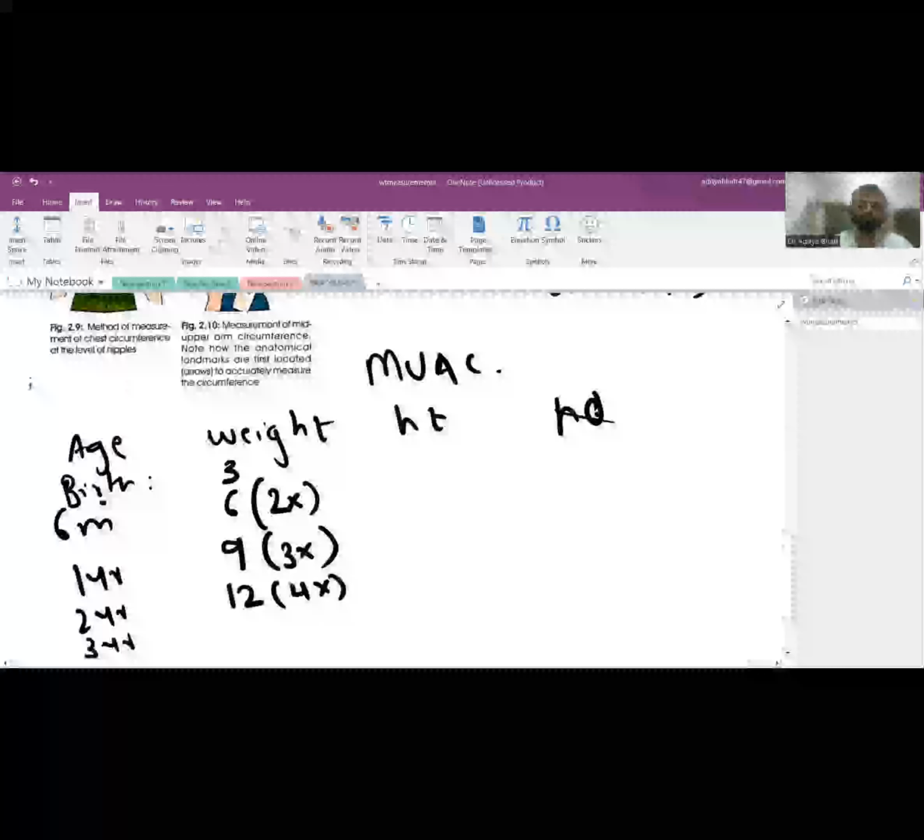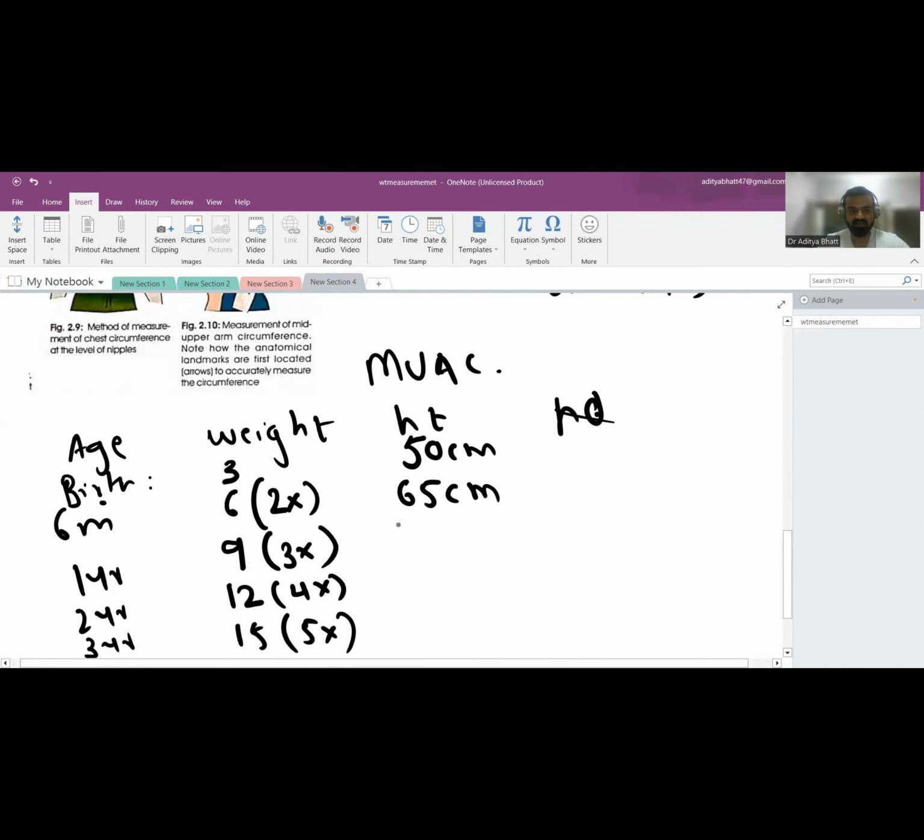So this is what I want you to remember: doubles, triples, and quadruples at what age? And at 3 years it becomes 5 times. Now for height, there is a simple formula. At birth it is 50 centimeters. At 6 months you add 15, it is 65 centimeters. At 1 year again you add 10, so it is 75 centimeters. At 2 years you add 15, so it is 90 centimeters. So plus 15, plus 10, plus 15. This is how you remember.